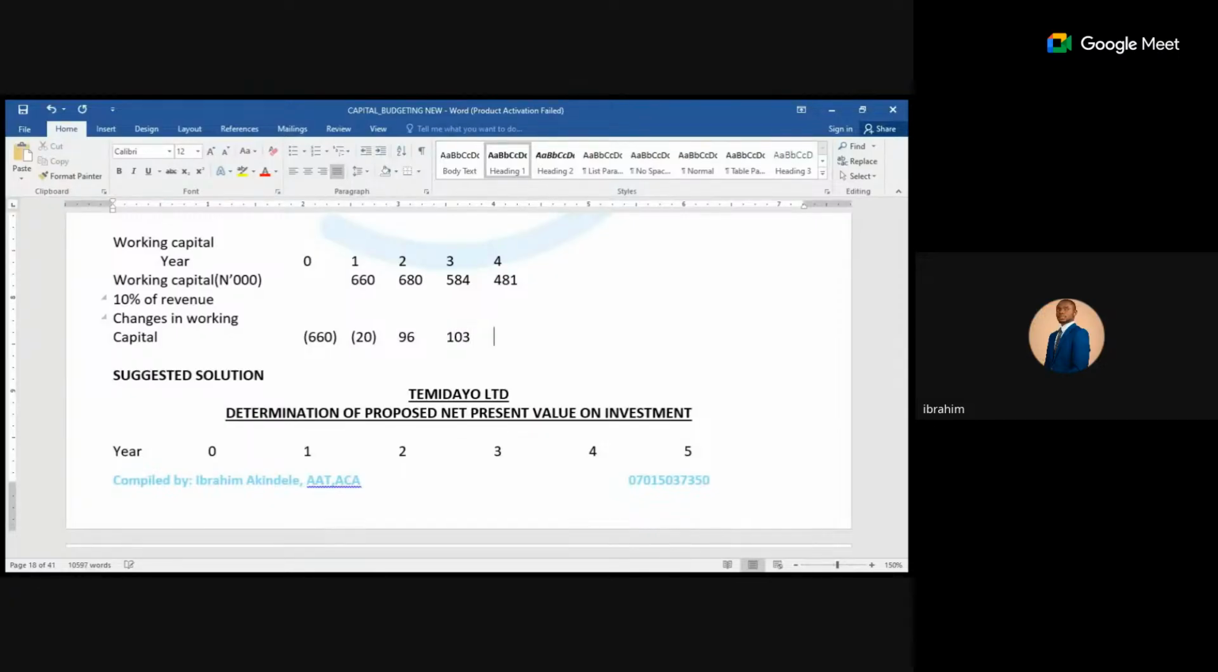Now look, you have 481, right? 481 minus 0, what do you have? 481. When you get to year 4, you have 481 here. The next one is year 5, which is 0. You will look at it that the working capital did not even increase at all, because it still remained 481. Because in the 5th year you have 0, no working capital there, right? So you have 481.